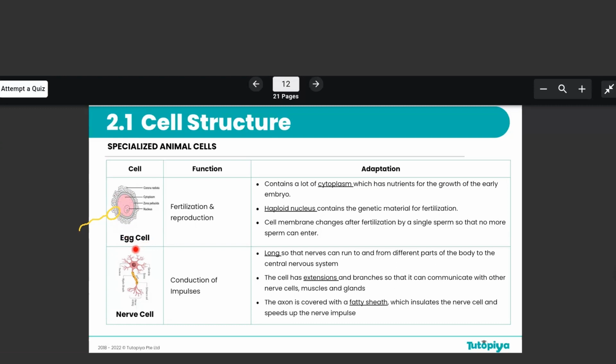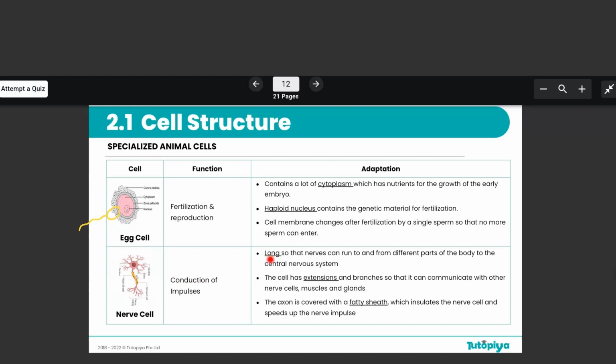And now we're moving on to the final specialized cell, which is the nerve cell. Now, nerve cells are found in the nervous system of animals. They are long cells and they basically contain the basic parts of any animal cell. But as you can see, the nerve cell is specially adapted. There are special adaptations in it so that this nerve cell can conduct nerve impulses very quickly. So that's the function of the nerve cell.